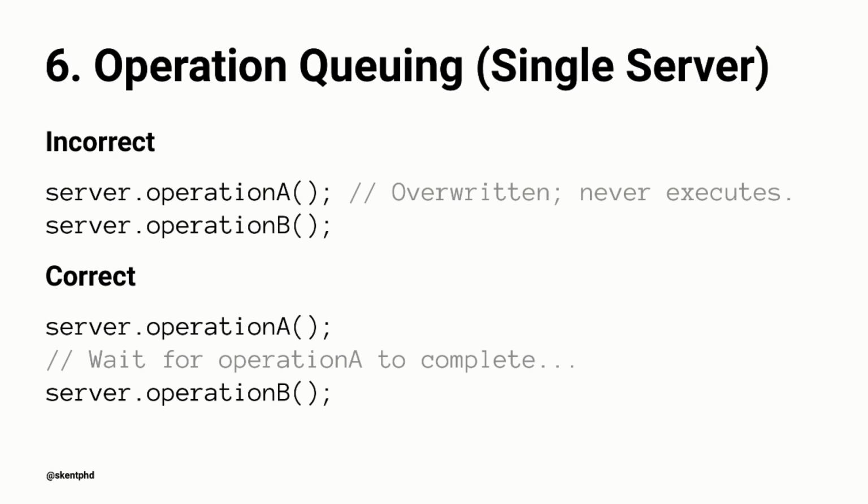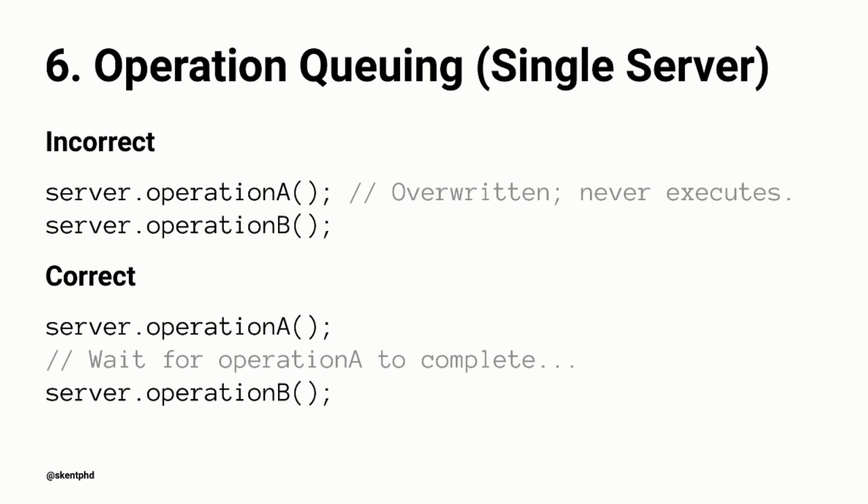So for example, if I take my server and I want to perform two operations, operation A and operation B, if I call them one after the other directly, the first one is never going to happen. It's just going to be totally overwritten by the second one. And you're never going to see any error because as far as the server is concerned, nothing went wrong here. You just replaced the old operation with a new one.